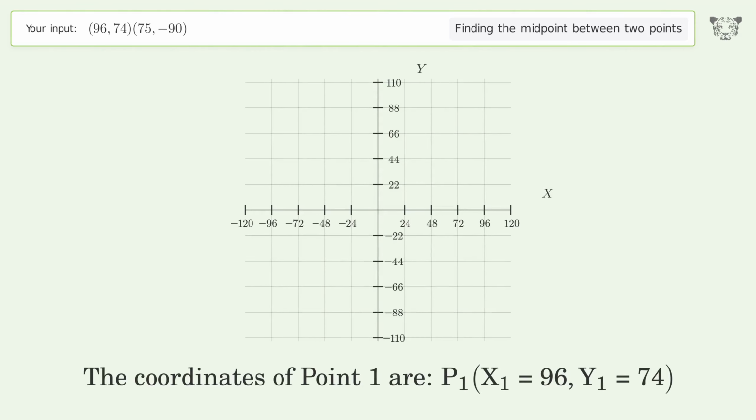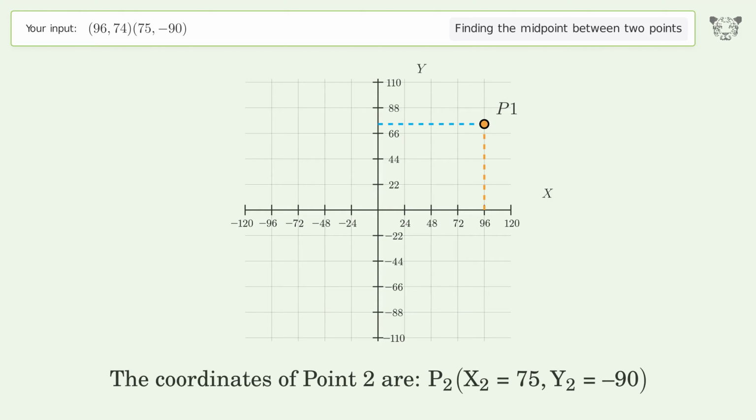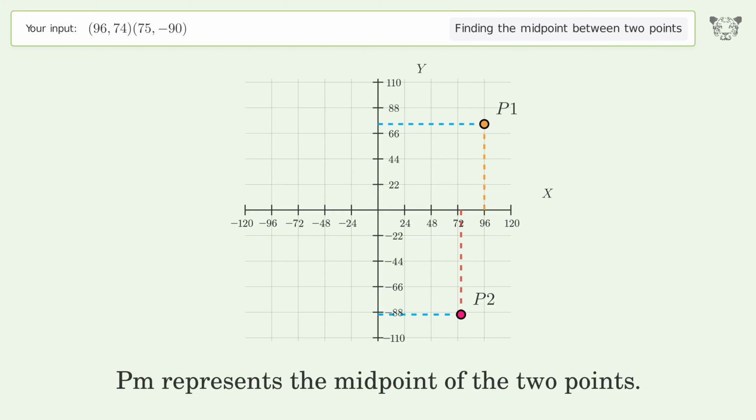The coordinates of point 1 are, x1 equals 96, y1 equals 74. The coordinates of point 2 are, x2 equals 75, y2 equals -90. PM represents the midpoint of the 2 points.